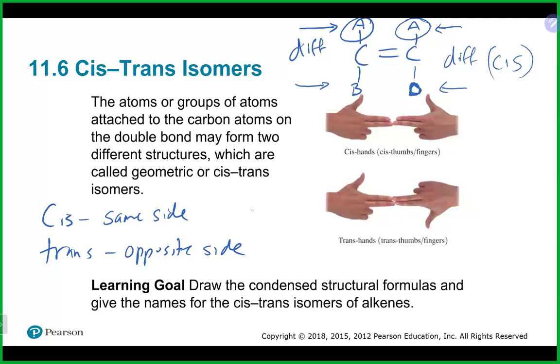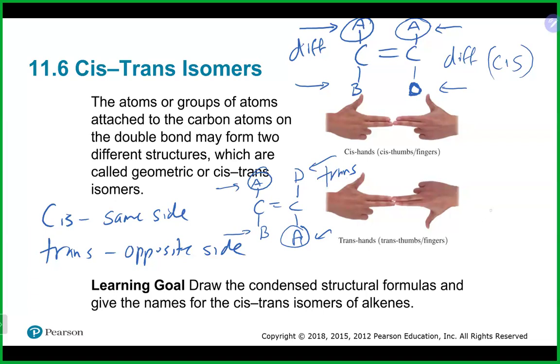If I had this, would it be a cis or trans double bond? It would be a trans double bond. Again, different group, different group, different group, different group, similar group on opposite carbons, and one's above the double bond and one's below the double bond. Opposite sides of the double bond is a trans.